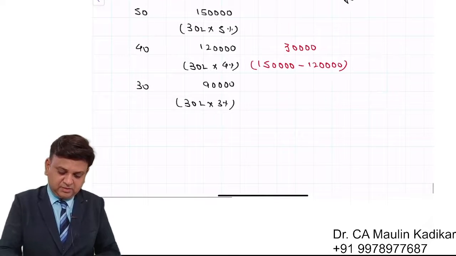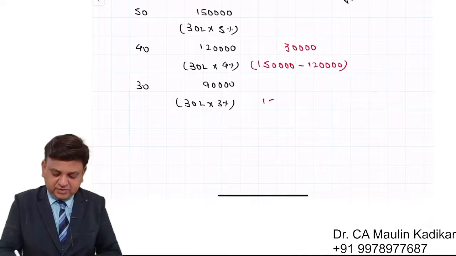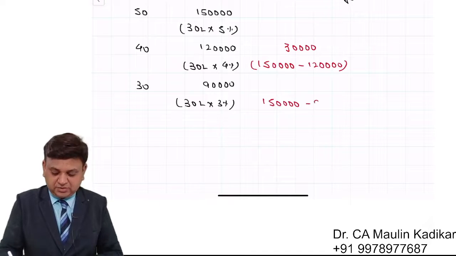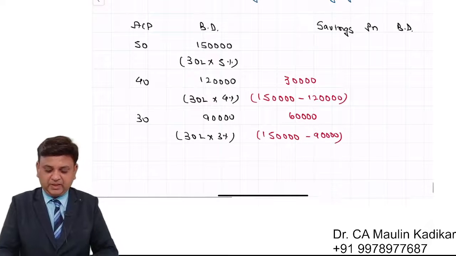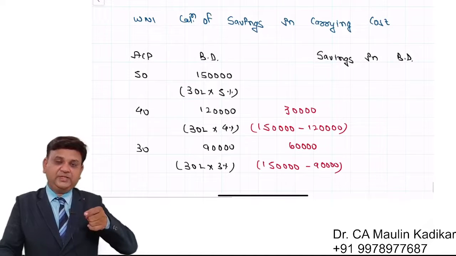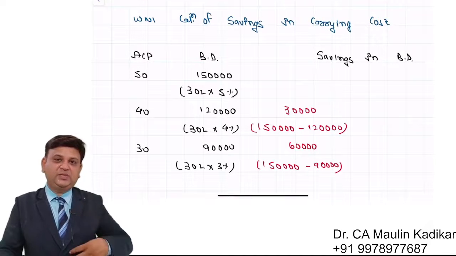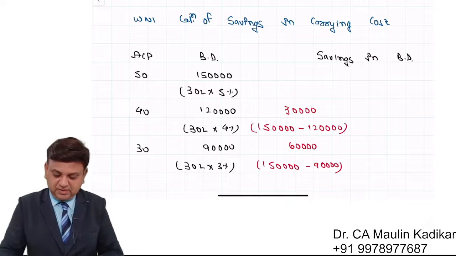Next, this is again 1,50,000 minus 90,000. So there is a savings of 60,000. So again the new policy bad debts is compared with the existing one to compute the savings.